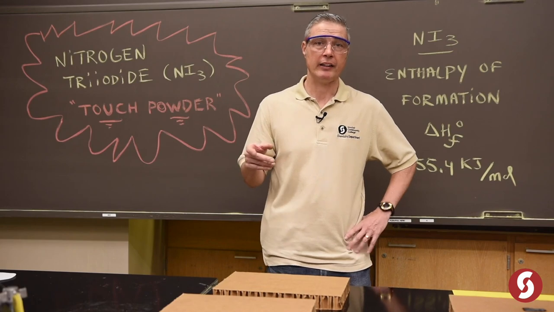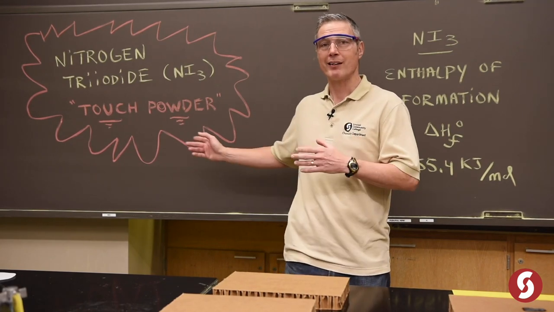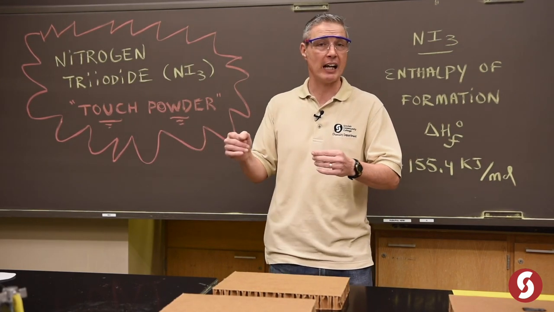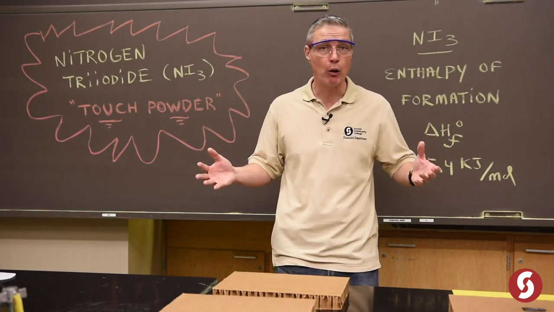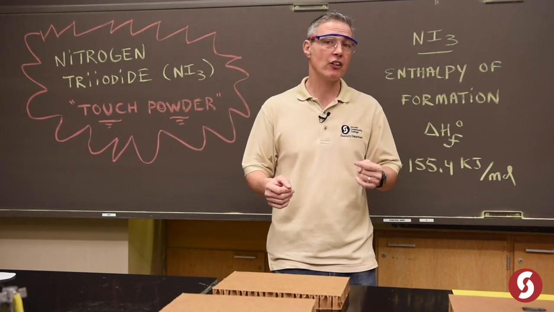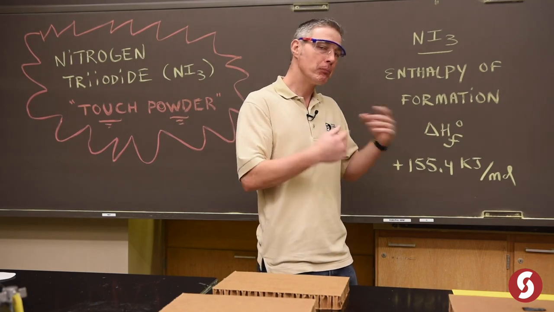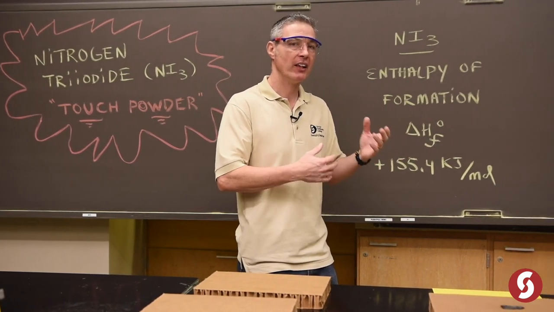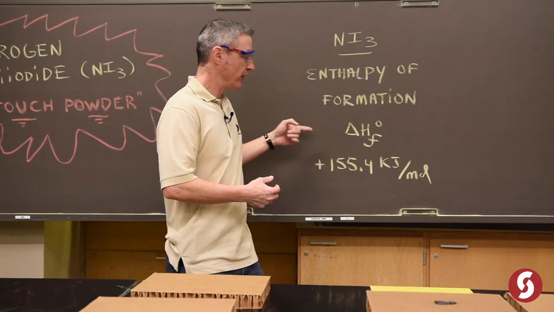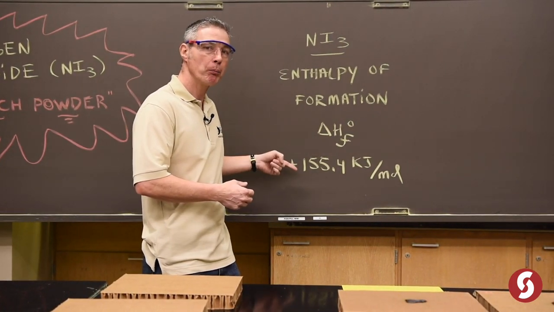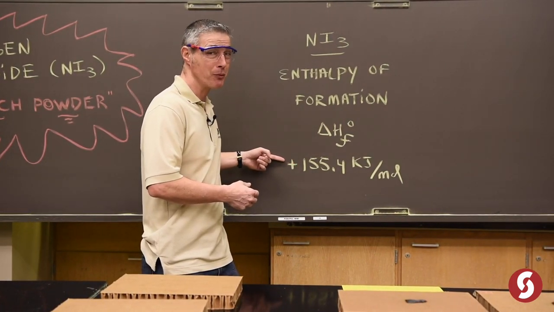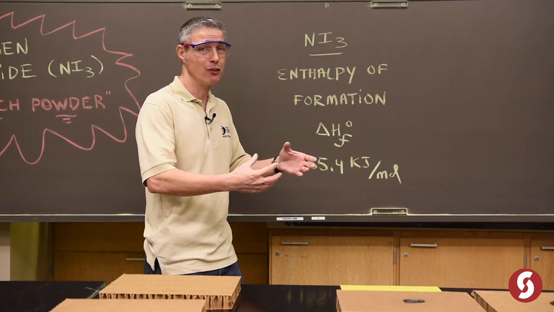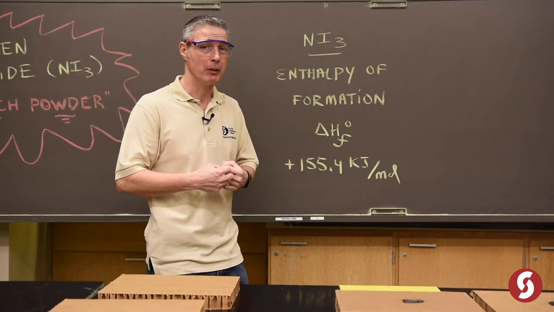Nitrogen triiodide is extremely unstable. You might see it called touch powder because you can actually touch it and it'll explode. Why? Because it's unstable, less stable than the elements that it's formed from. That's measured by something called enthalpy of formation. When this number is positive, the compound is usually more stable than the elements.